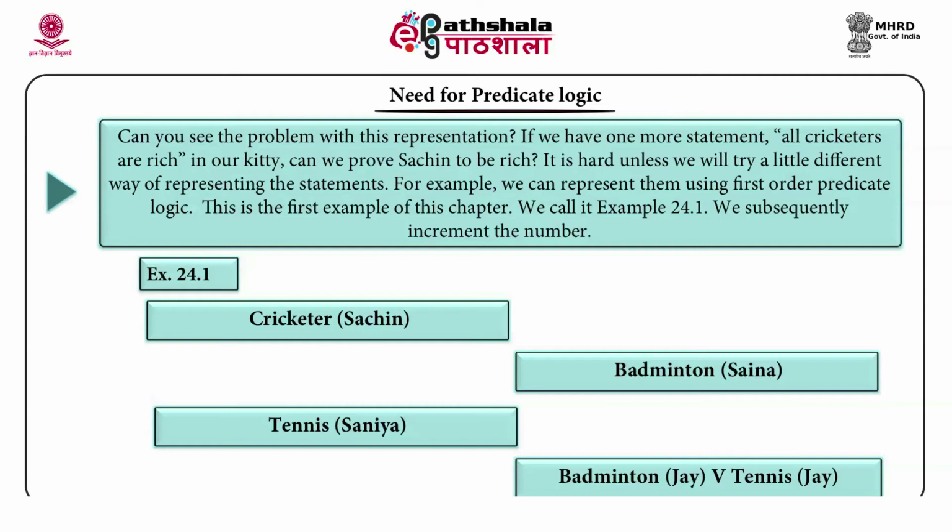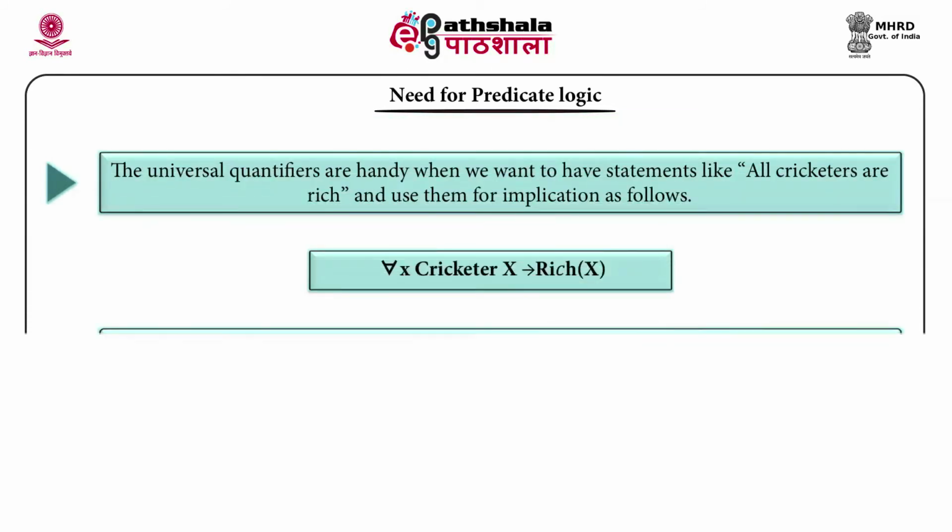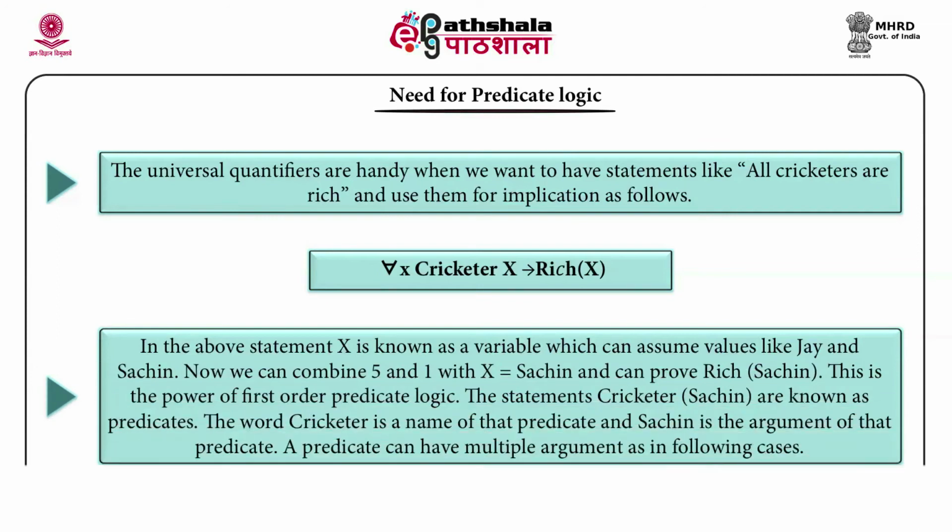It is example 24.1 in the write up, which shows the same information that we had plus the information that all cricketers are rich. You can see cricketer Sachin, badminton Saina, tennis Sania, badminton Jai or tennis Jai, and then you can say for all X, cricketer X implies rich X. Now, this is a very simple but very elegant way of saying that if X is a cricketer, then he is rich. And what you will have to do is just say that X equal to Sachin, then you can prove rich Sachin. Okay, so that is how.